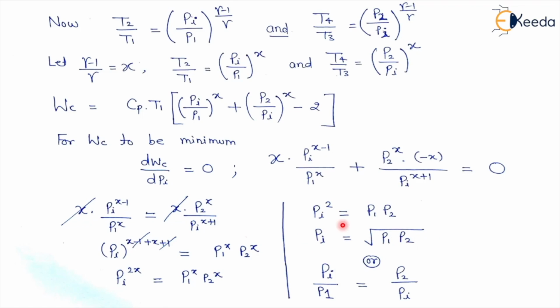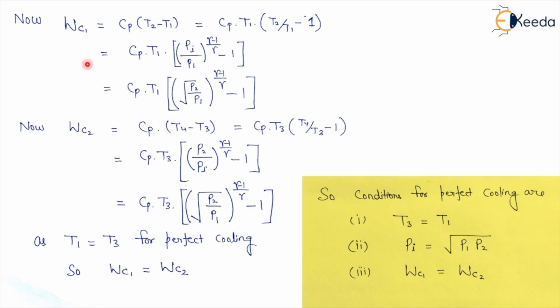So I can write this equation like this: Pi upon P1 is equal to P2 by Pi. These are the pressure ratios. Now we'll see that the work input to the compressor is Cp into (T2 minus T1). So here I can write Cp into T1, and I'll take T2 by T1 minus 1 common. So I can write the work input to the compressor 1, this will be the equation.